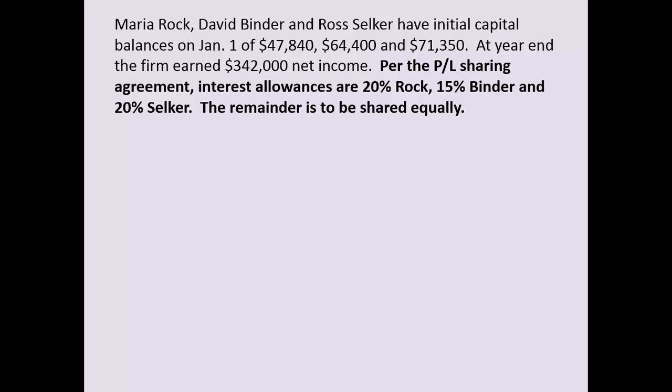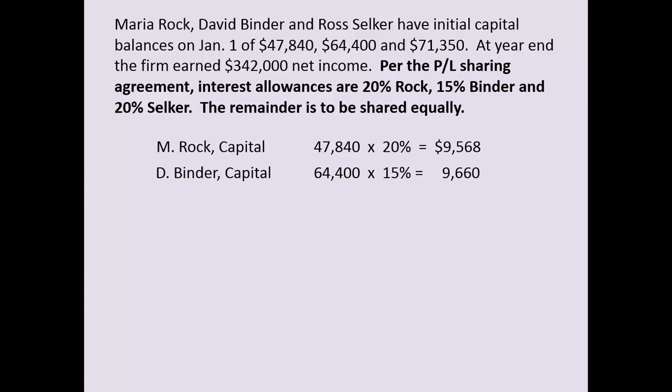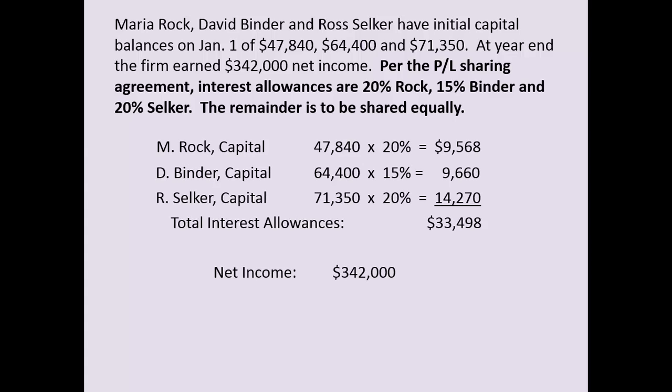Okay, now let's say, per the P&L sharing agreement, there is an interest allowance of 20% to Rock, 15% to Binder, and 20% to Selker. The remaining is to be shared equally. So what does this mean? Well, you look at the initial capital balances, and you multiply them by those interest allowances. So based on 20% for Rock, 15% for Binder, and 20% for Selker, it's the percentages of what their beginning year capital balance is, not the end of the year.